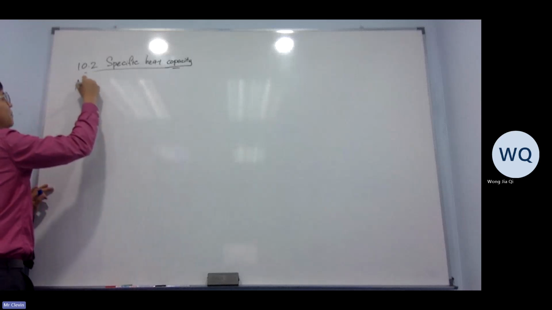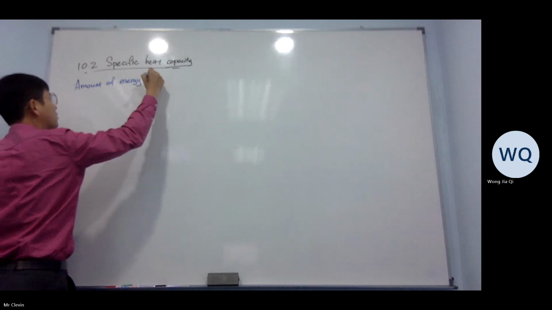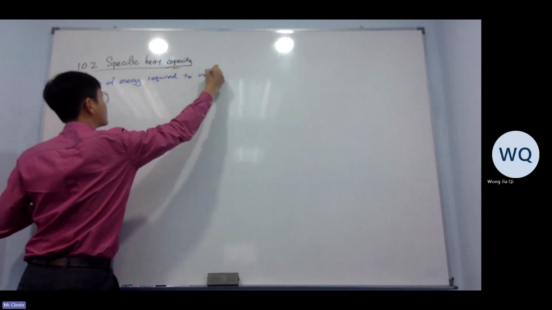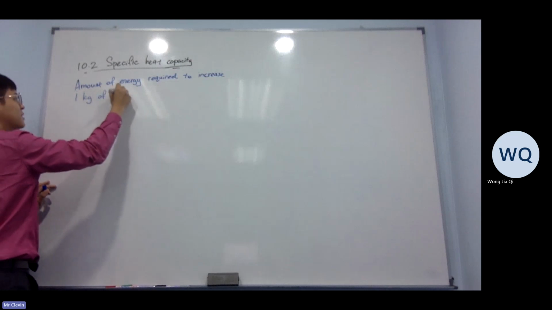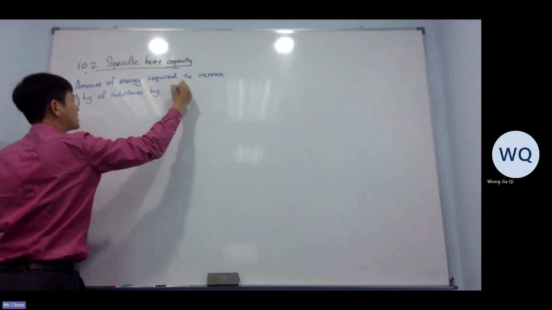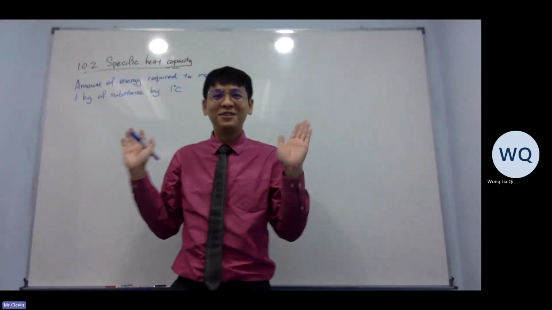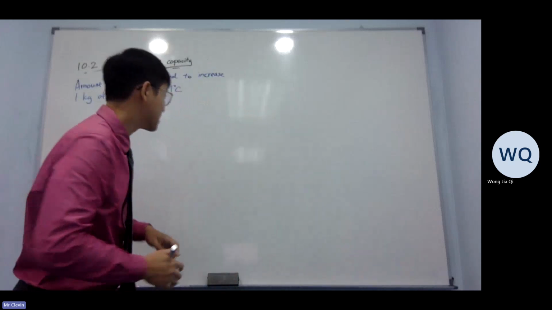It's basically the amount of energy required to increase 1 kg of substance by 1 degree Celsius. It is so scientific, right? No choice, these are the terms. Let me put it into layman's terms. What is the meaning of specific heat capacity?